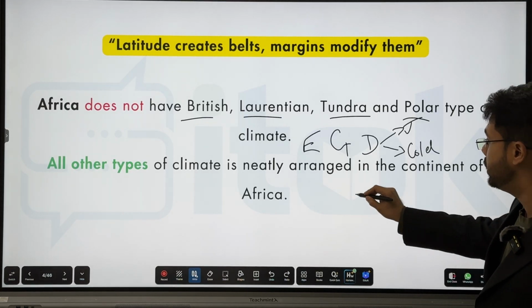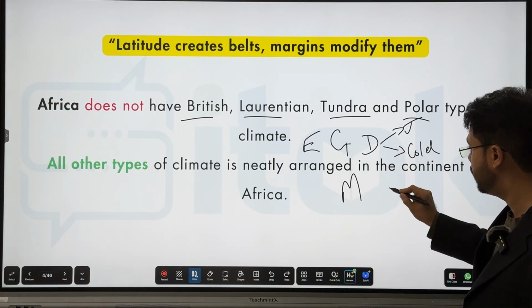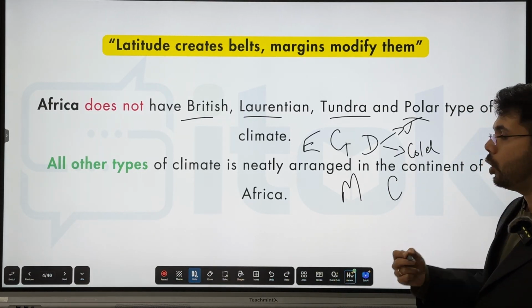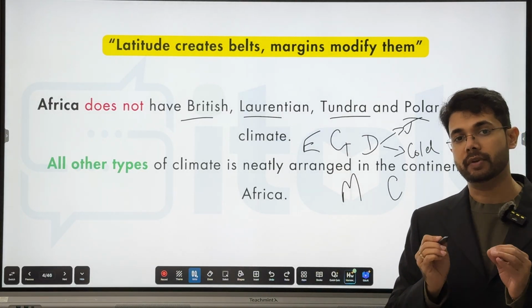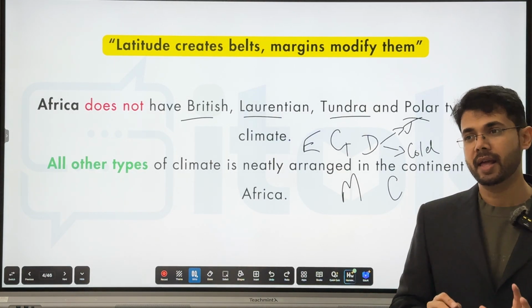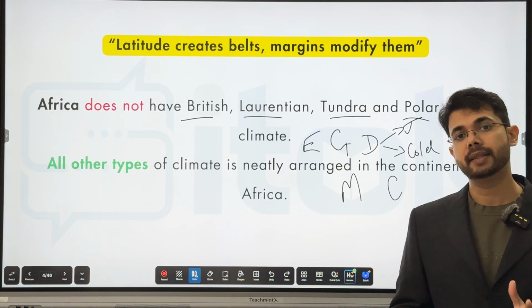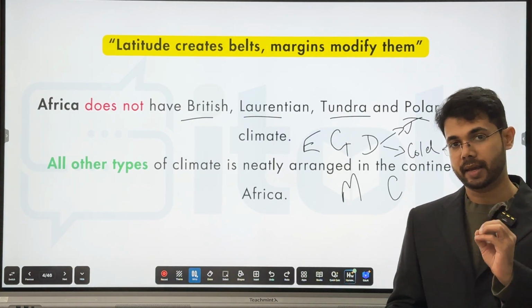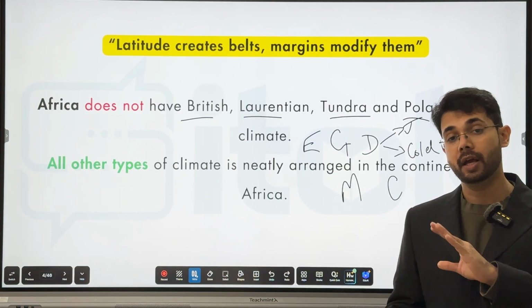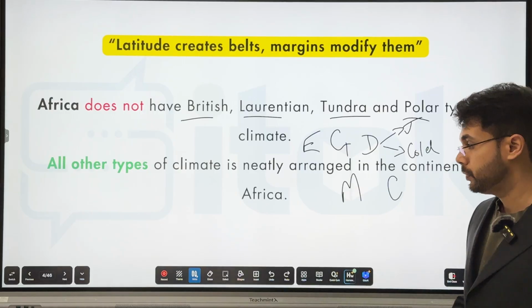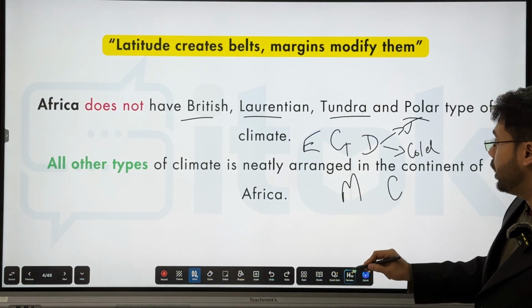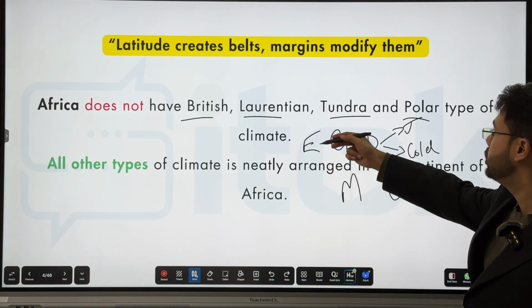After this, we have the Mediterranean, also present in Africa, the China type of climate or the Natal type of climate. The city of Natal is in South Africa, and in the entire continent of Africa, that is the only place that has the China type of climate, nothing else. And finally, we go to the British, Laurentian, Tundra and Polar.